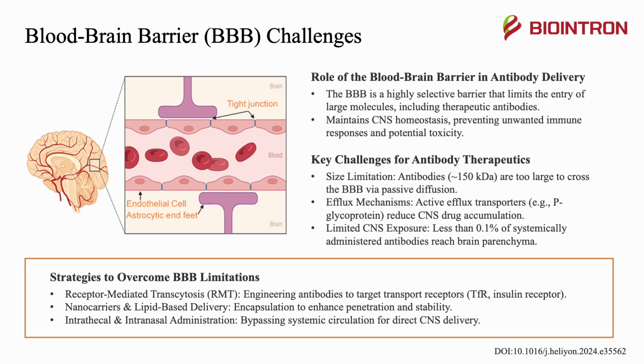Active efflux transporters like P-glycoprotein also reduce CNS drug accumulation, and less than 0.1% of systemically administered antibodies reach brain parenchyma. Strategies to overcome blood-brain barrier limitations include receptor-mediated transcytosis, which includes engineering antibodies to target transport receptors, or nanocarriers and lipid-based delivery, which involves encapsulation to enhance penetration and stability, or intrathecal and intranasal administration, bypassing systemic circulation for direct central nervous system delivery.